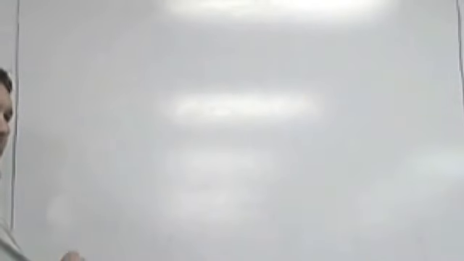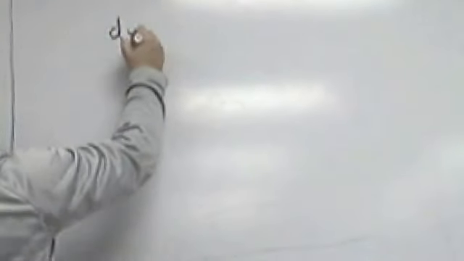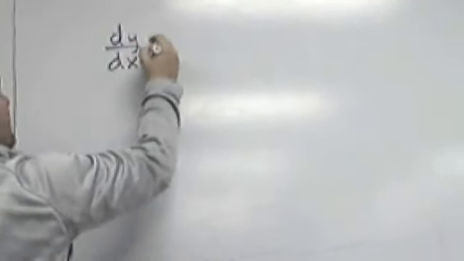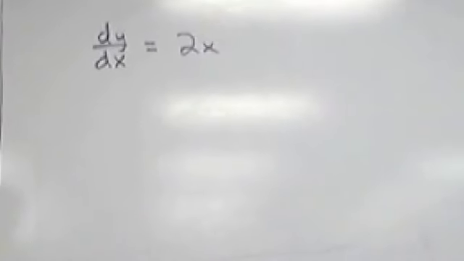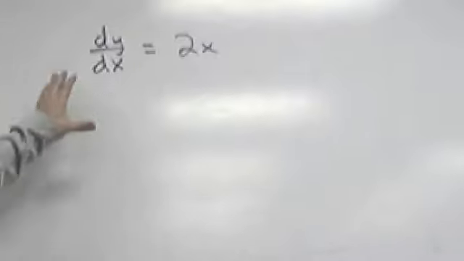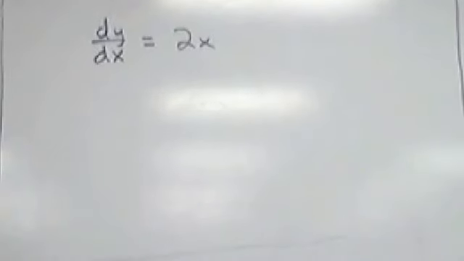So the very first example. Let me start with that. We're given a derivative, dy with respect to x. The derivative of y with respect to x is 2x. Now, this is called a differential equation. It's the equation of a derivative, a differential equation, and we want to find out what y is.